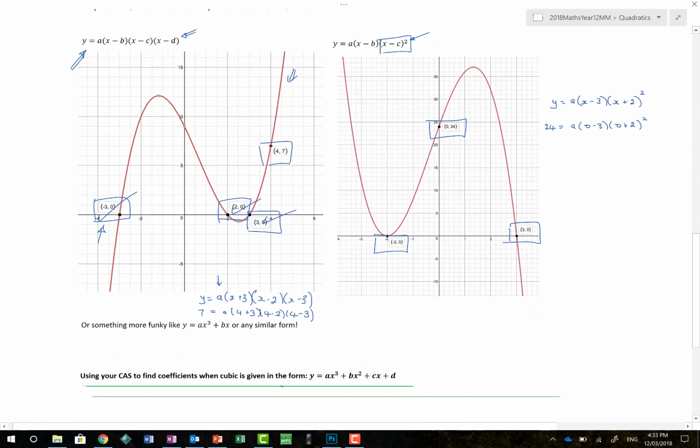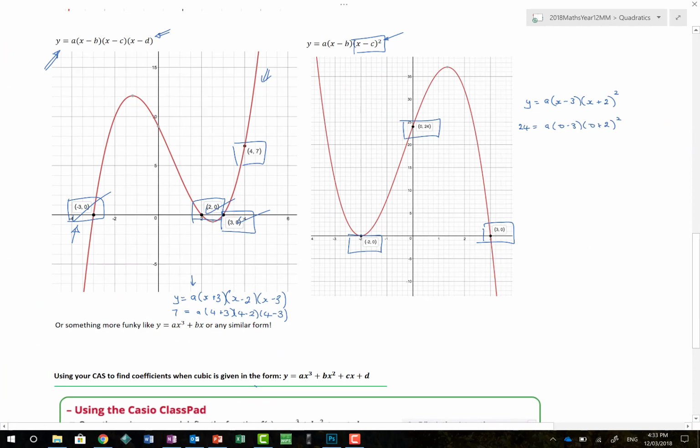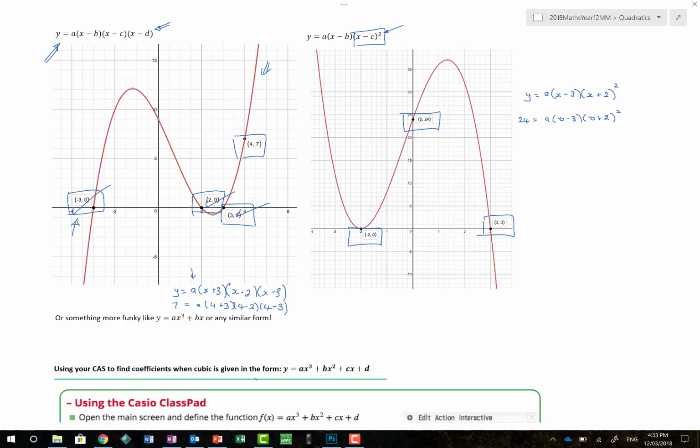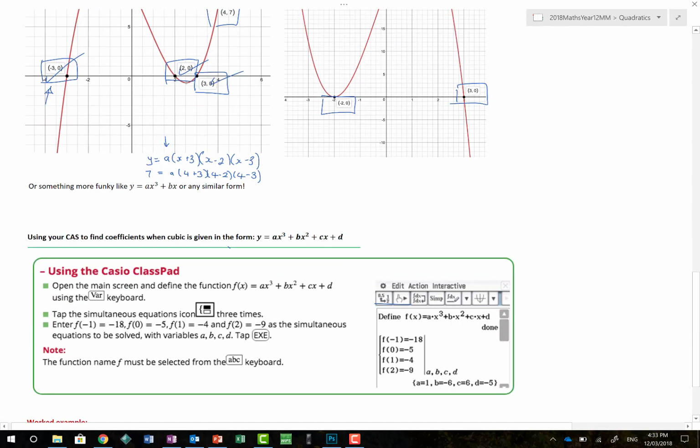So depending on the information they give you in the question, that depends on which particular form of the equation you're going to use. They might even be funky and give you ax cubed plus bx or any similar form. There's all sorts of ways of doing stuff, but ultimately what they would need to do is give you the right number of coordinates in the question to help you find this stuff out.